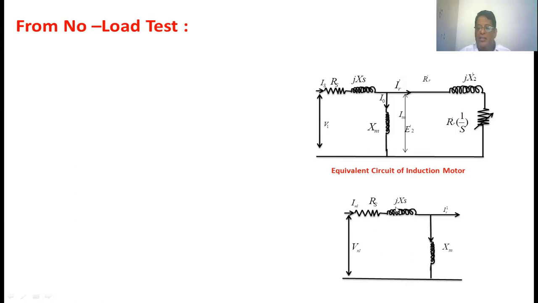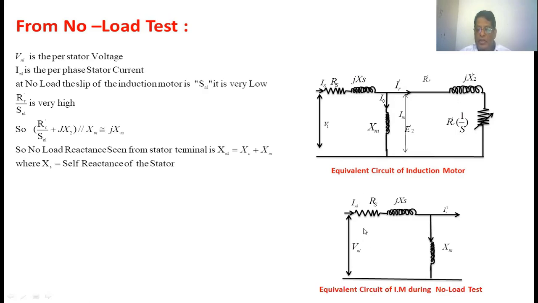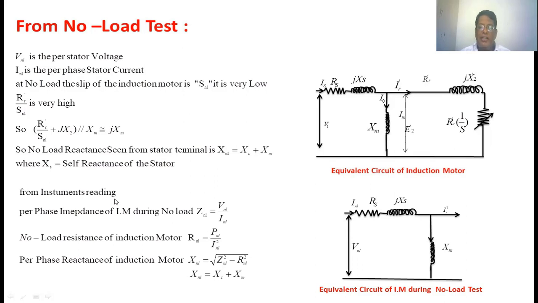See, this is RS, this is jXS, this is XM. This is the voltmeter reading, this is the ammeter reading. When you look at the circuit between these two terminals, the no-load reactance is the sum of the stator reactance and the magnetization reactance. This is the self-reactance of the stator. From the instrument readings in a no-load test, the per phase impedance of the induction motor during the no-load test, ZNL, equals VNL divided by INL. This is the voltmeter reading, this is the ammeter reading.